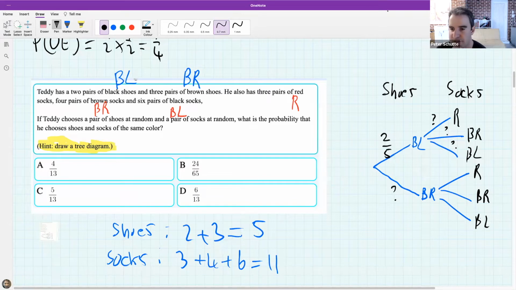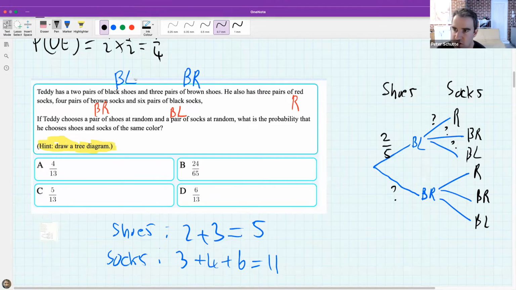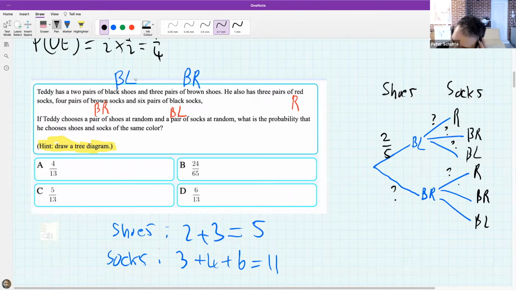So you're trying to find out what each of these branches is going to be. How did I do this again? Oh my gosh, 13. Yes. Thanks for spotting that. Well done.